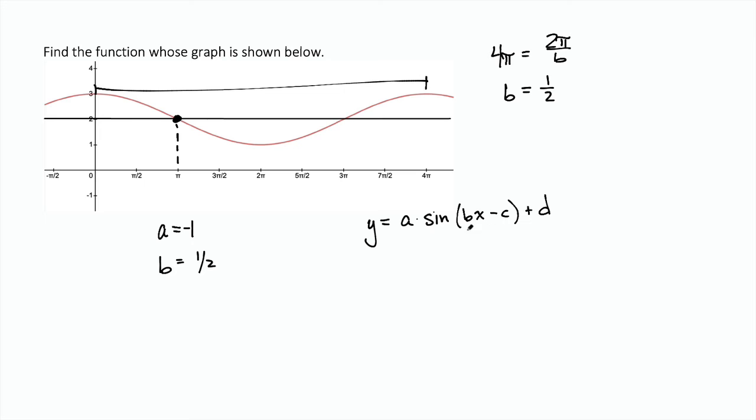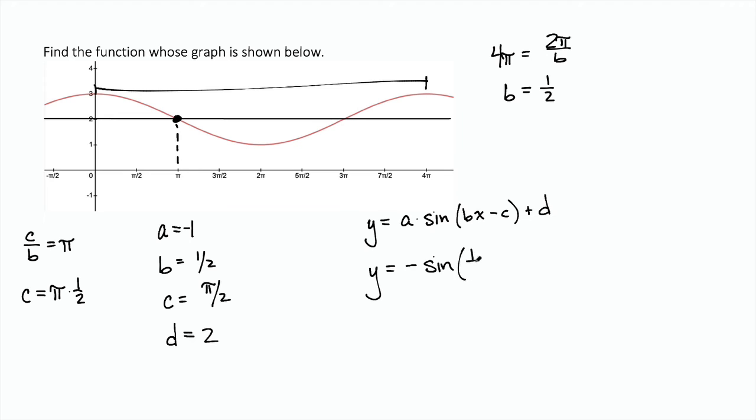Now I'm going to go through and get my c for my phase shift. Now the phase shift is c over b, and that is equal to the x-coordinate of this starting point, which is pi. So c is pi times b, which is 1/2. So I get c equals pi over 2. And finally, d, of course, is the y value of the midline, which is 2. So now I can plug these in. I get y equals negative 1 times sine of 1/2 x minus pi over 2, and then plus the d, which was 2.